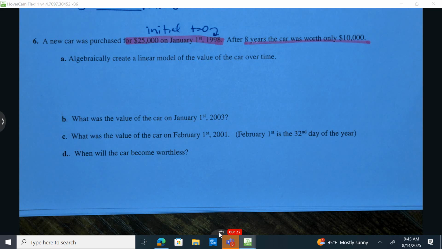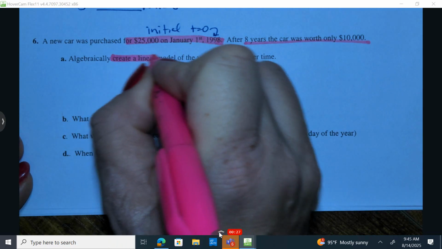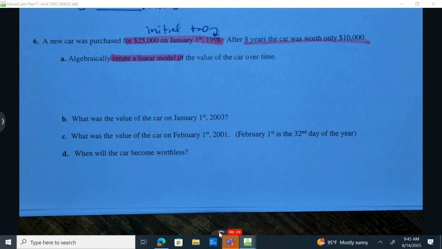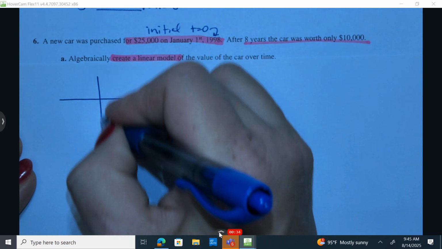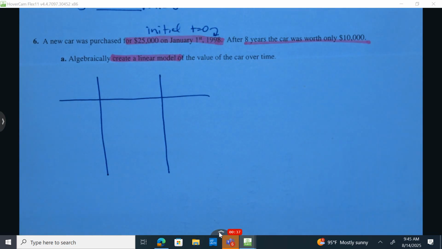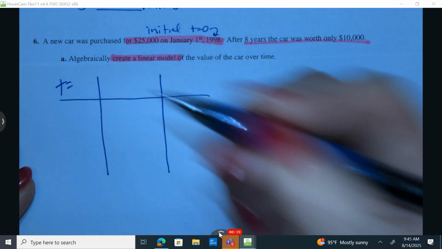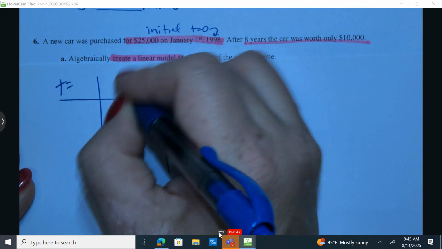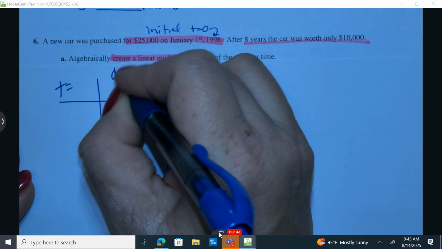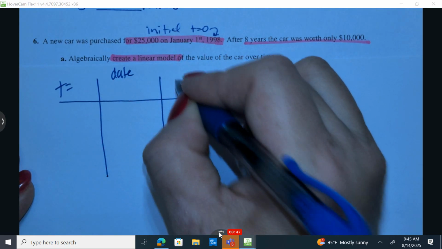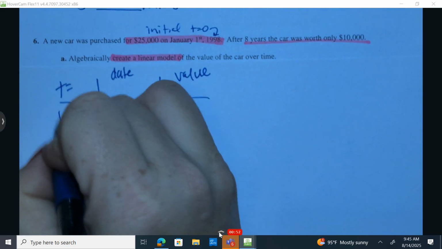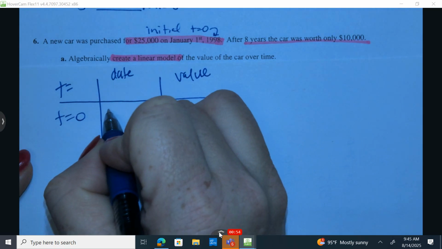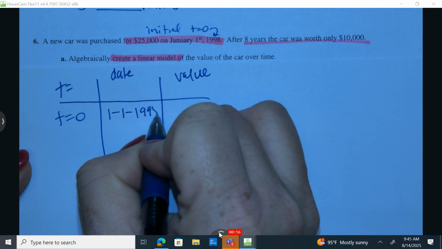Now, part A of number 6 is similar to part A of number 5. We're going to highlight create a linear model. So the first thing I'm going to do, just like I did for the previous one, please make yourself this T chart, but we're going to have 3 different areas. We're going to have a T amount, a date, and a value of your car.